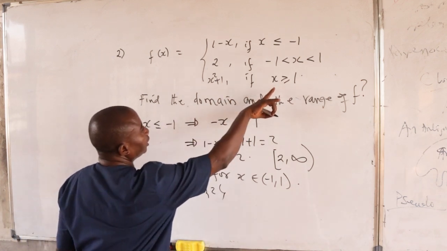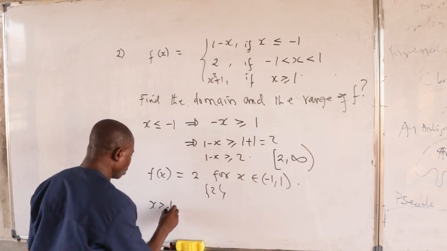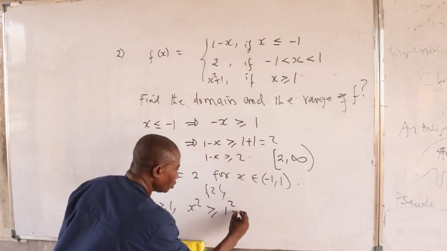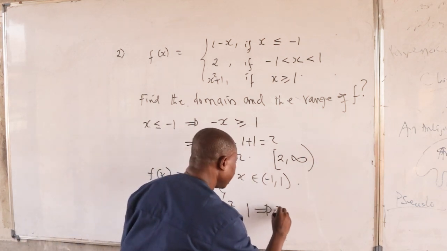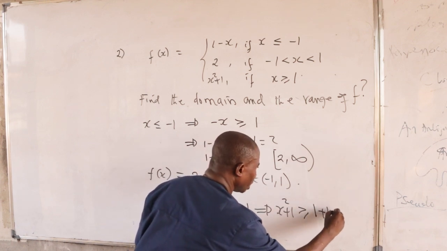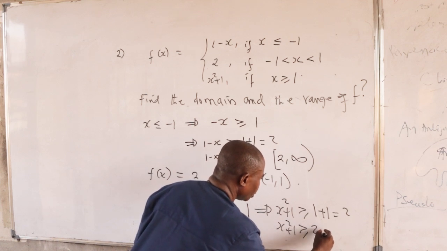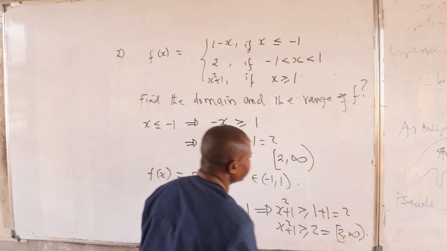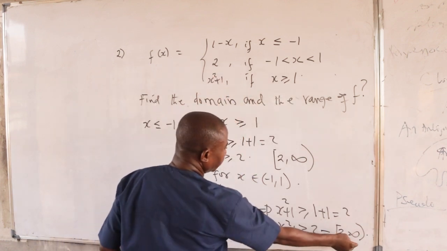What about here? If x is bigger than or equal to 1, I know that x squared will be bigger than or equal to 1 squared, which is 1. And this further says that x squared plus 1 will be bigger than or equal to 1 plus 1, which is 2. And so x squared plus 1 is bigger than or equal to 2. Again, I have the interval 2, plus infinity. So within this interval, the range of our function is this.